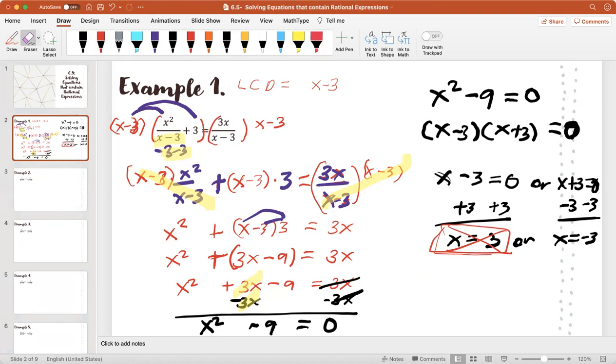So our solution is negative 3. In order to write our solution, we can enclose it with braces. We say that that's your solution set. There's only one element in your solution set, and that is negative 3. So you check your values. After finding the values of x, check your values.